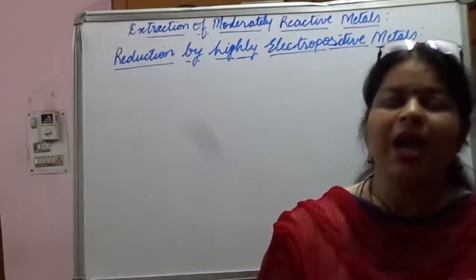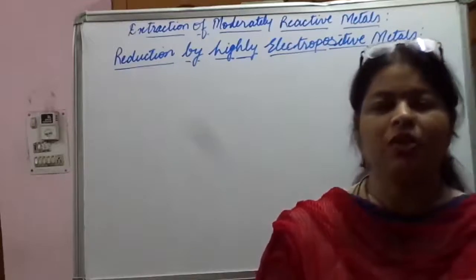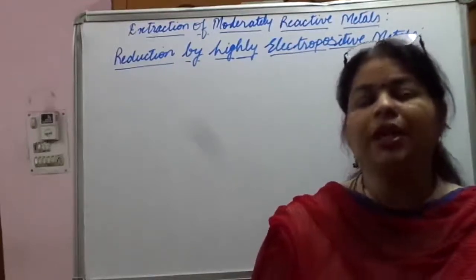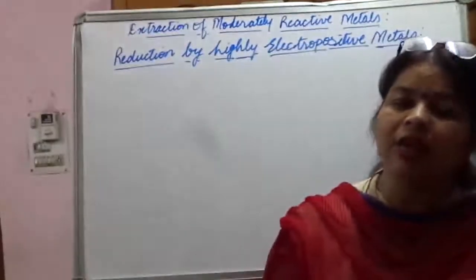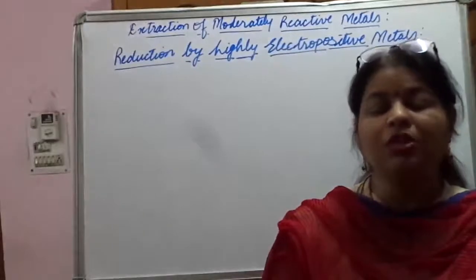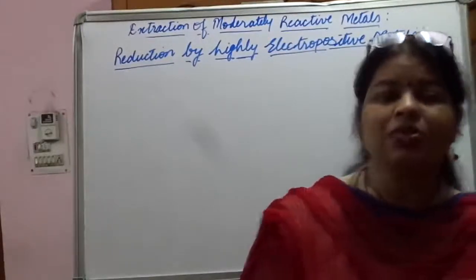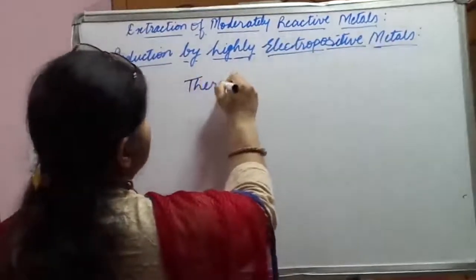So manganese and chromium metals are extracted by the reduction of their oxides with aluminium powder. Okay, so the reduction is carried out by heating the metallic oxide with aluminium powder. So what is the name of this reaction? It's a very important reaction. This is called the thermite reaction. What do we call it? Thermite reaction.